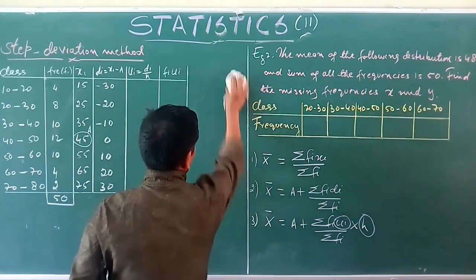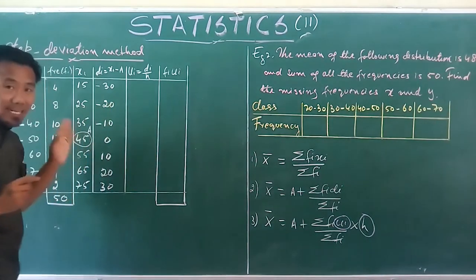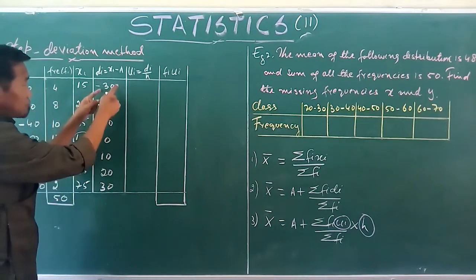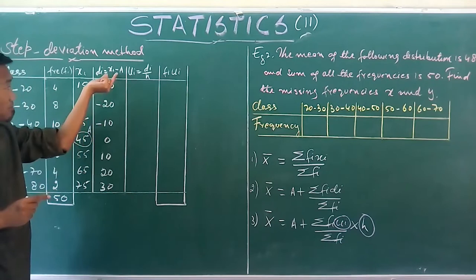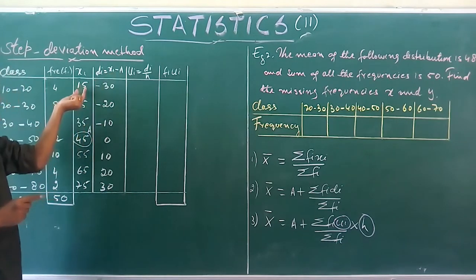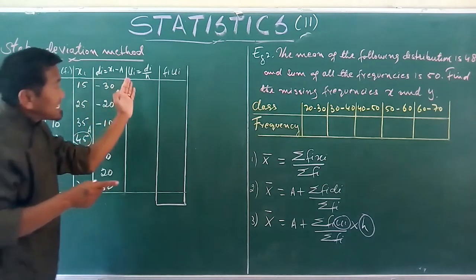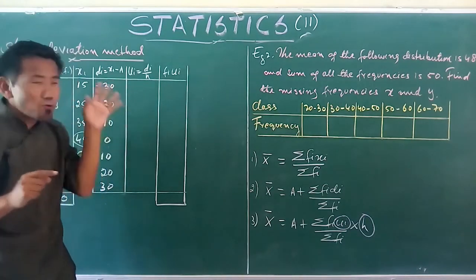Okay, now let's see this example. This example is exactly similar to yesterday's example. And yesterday we already found the value of di. Di is x minus a. So this is x, right? And this is di.